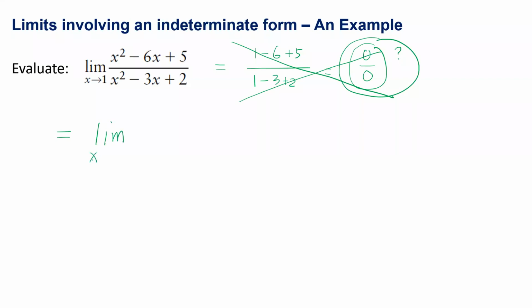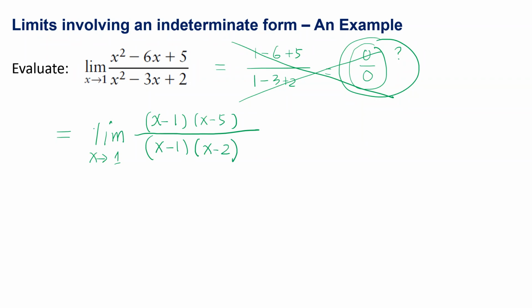So in this case, we evaluate the limit of this function when x approaches 1. Note here, the numerator can be factored into x minus 1 times x minus 5, right? You can use the cross multiplication method. This is very easy to factorize. For the denominator, this can be factorized into x minus 1 times x minus 2, right? Understand?